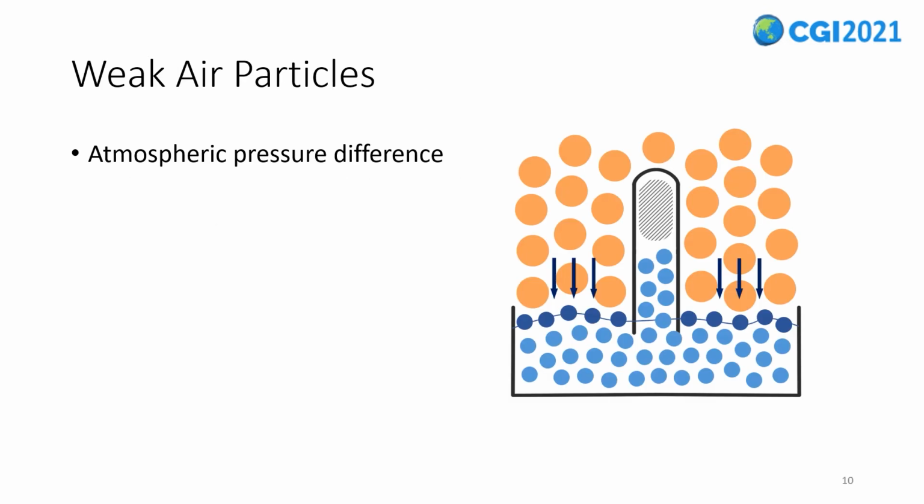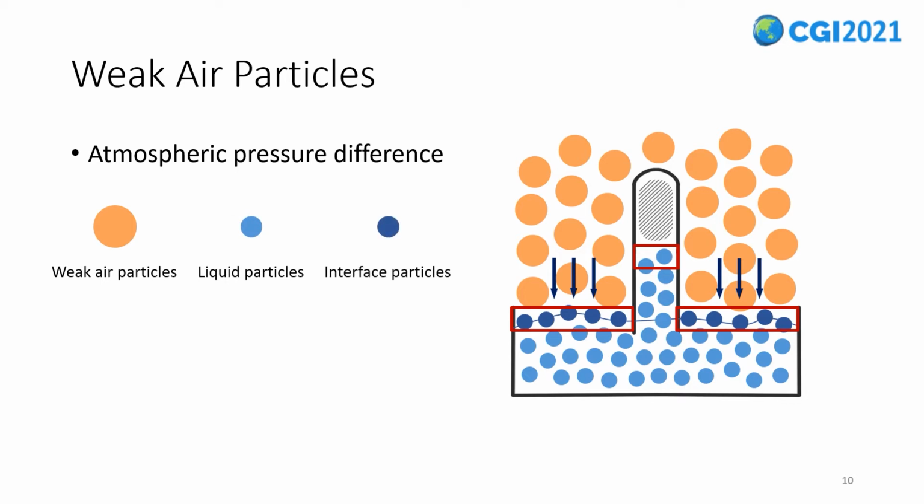In Torricelli's experiment, the mercury column is supported by the atmospheric pressure difference between the liquid surface in the basin and the liquid surface in the tube. On the right, we can see the orange ones represent weak air particles, the blue ones represent liquid particles, and the dark blue ones are the air-liquid boundary particles.